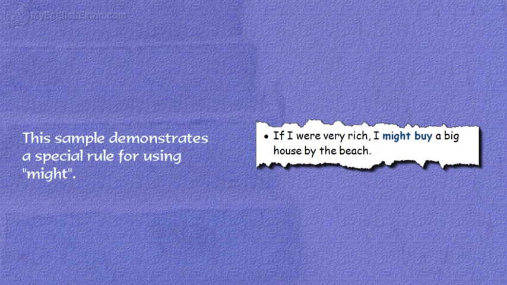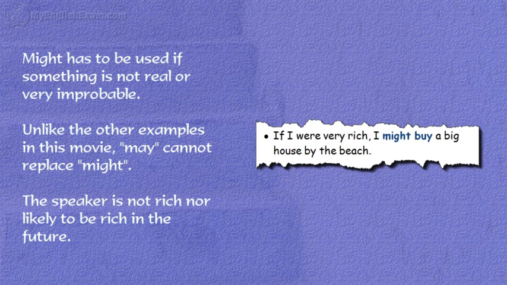If I were very rich, I might buy a big house by the beach. Might has to be used if something is not real or very improbable. Unlike the other examples in this movie, may cannot replace might. The speaker is not rich nor likely to be rich in the future.